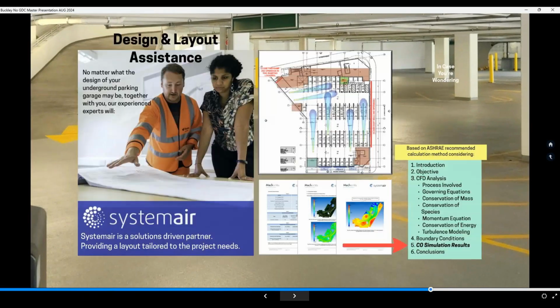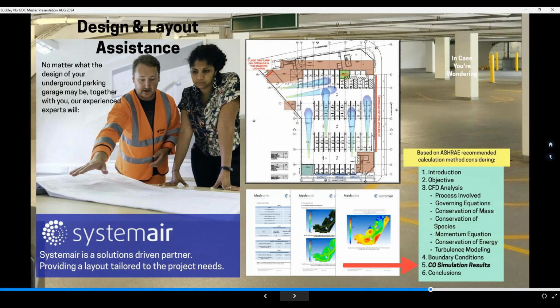So to add a little bit to what Dean said earlier, what do we offer? As a solutions-driven partnership between Buckley and SystemAir, we offer design and layout assistance. If given the opportunity, we review the project, identify the correct supply shaft locations, and the team at Buckley identifies the correct supply and exhaust fans. We identify the correct jet fans and the correct jet fan locations. Buckley can also provide the gas detection system, and we can provide the CFD analysis to validate.